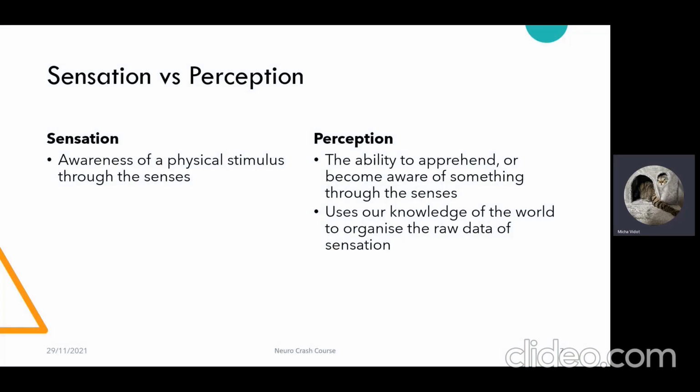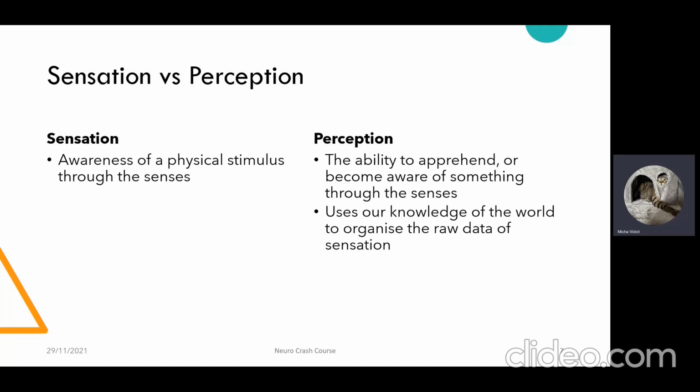Just some more keywords. We have sensation and perception. Sensation is the awareness of a physical stimulus through your senses, whereas perception is your ability to apprehend or become aware of something through your senses. And perception uses our knowledge of the world to organise the raw data of sensation.